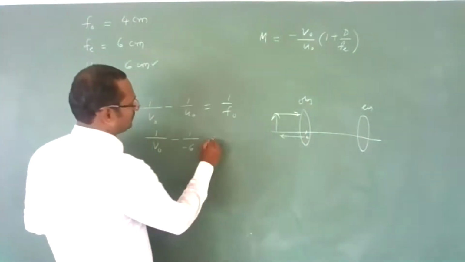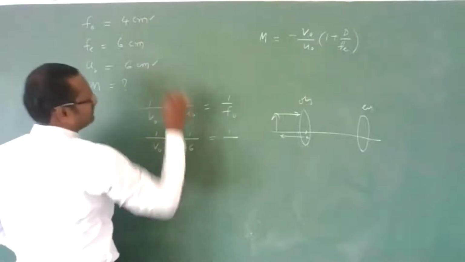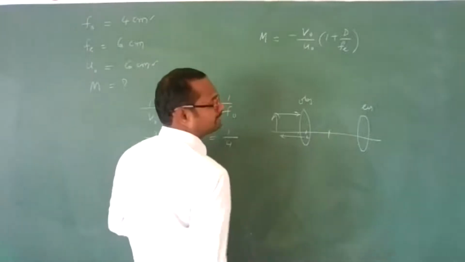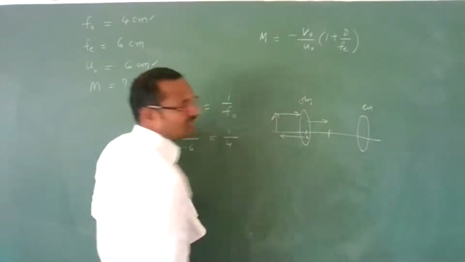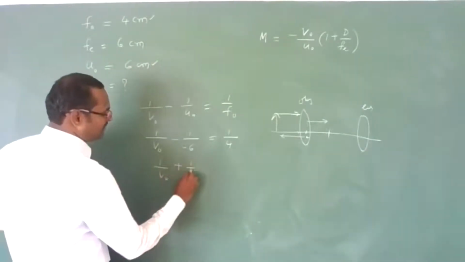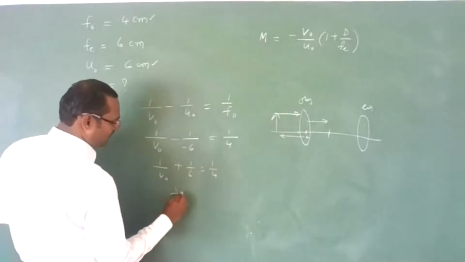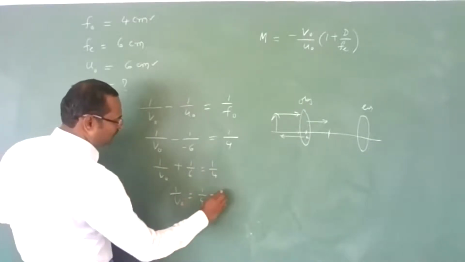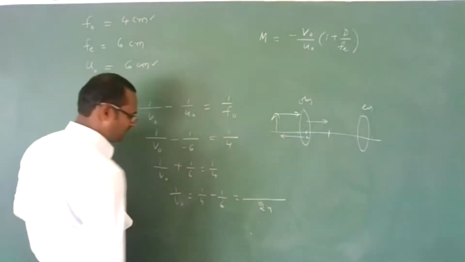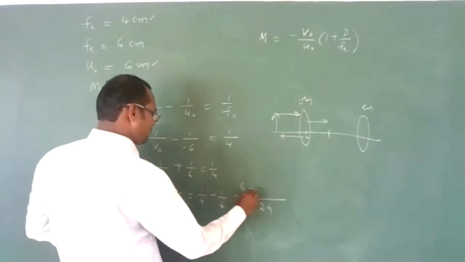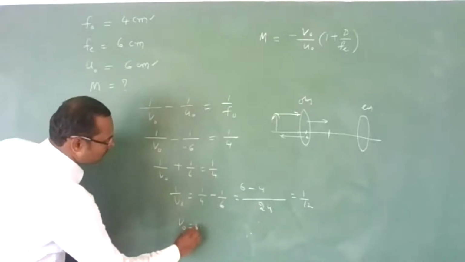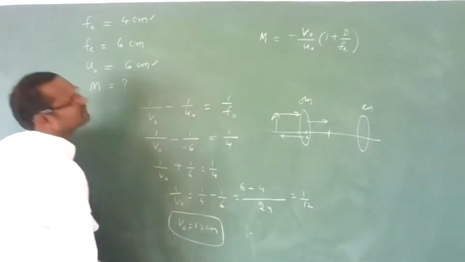Clear? Is equal to 1 by f naught. F naught how much is given? 4 centimeter. Let's write 4, with no negative, because the focus for this lens will be on this side, and we should measure in the direction of incident rays, so we take it as positive. So 1 by v naught plus 1 by 6 is equal to 1 by 4. 1 by v naught is equal to 1 by 4 minus 1 by 6, which is 6 minus 4 by 24, that is 1 by 12. So v naught is equal to 12 centimeter. Yes, we have got this answer.